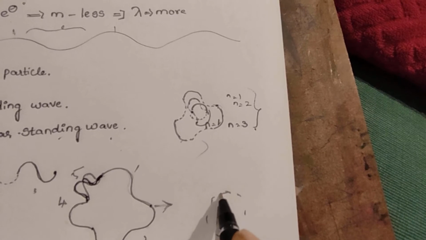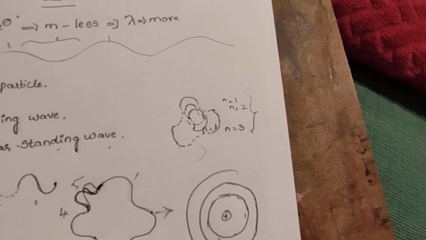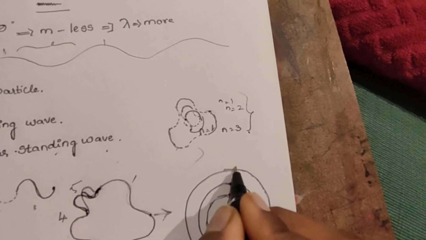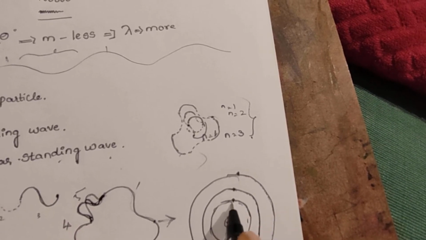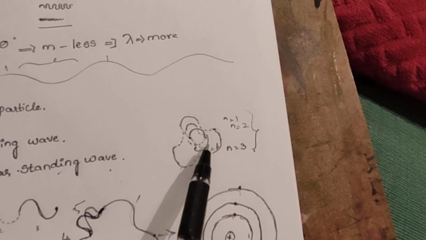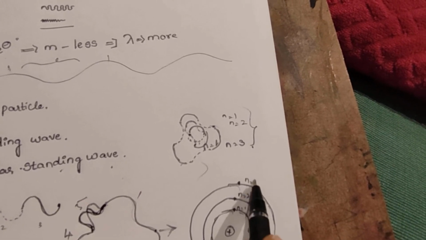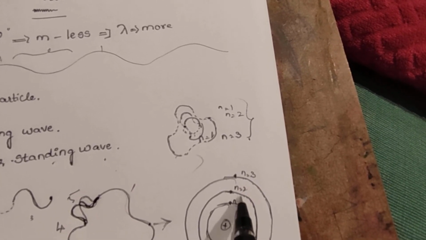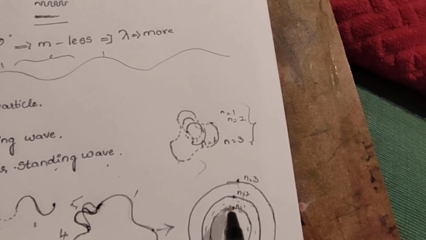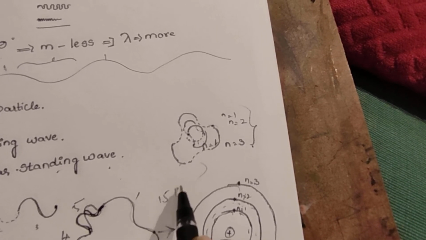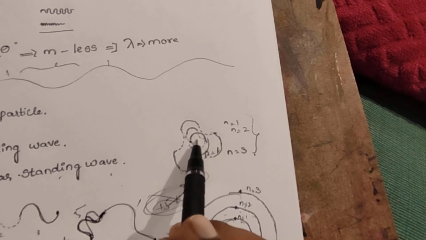Even according to Bohr, though he considered the electron revolving in concentric circles, he also said that energy is quantized. Each particular orbit will have a particular energy level. This is because each orbit is n equal to 1, n equal to 2, n equal to 3. In between these two orbits, there will not be another orbit which has an energy of 1.5 or 1.2 like that. It is an integral number.